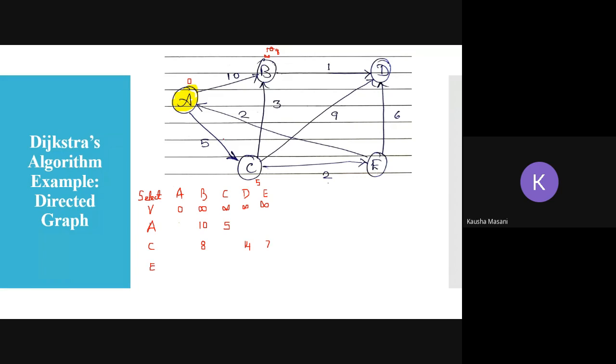Now from E you can go to A. What is the value at E? 7. Now A is already explored here, so you don't need to go there. Though there is an arrow, you don't need to go there. So no need to change anything here.